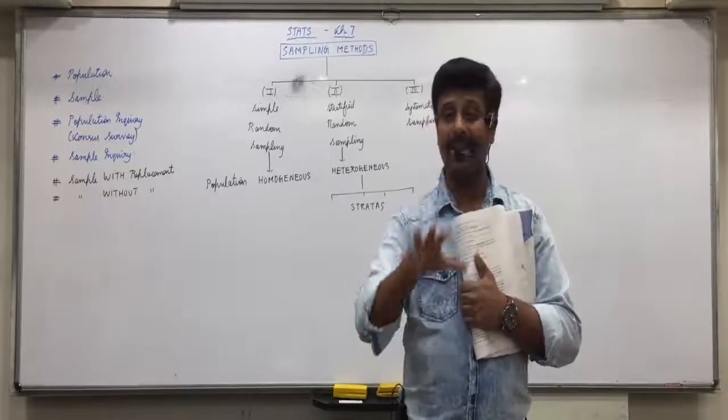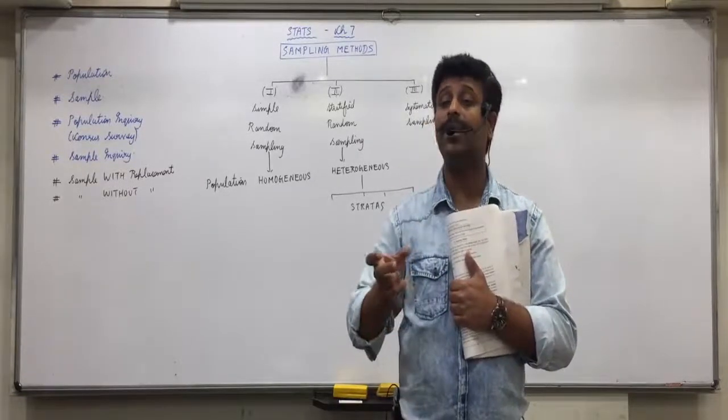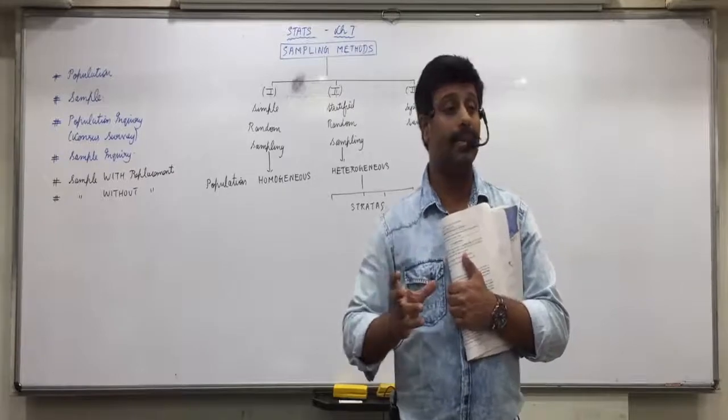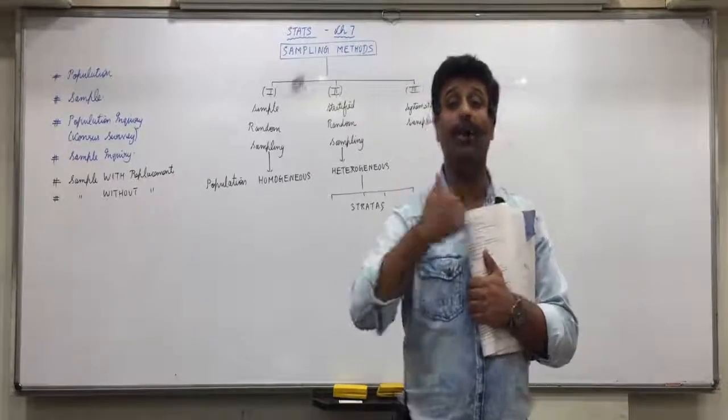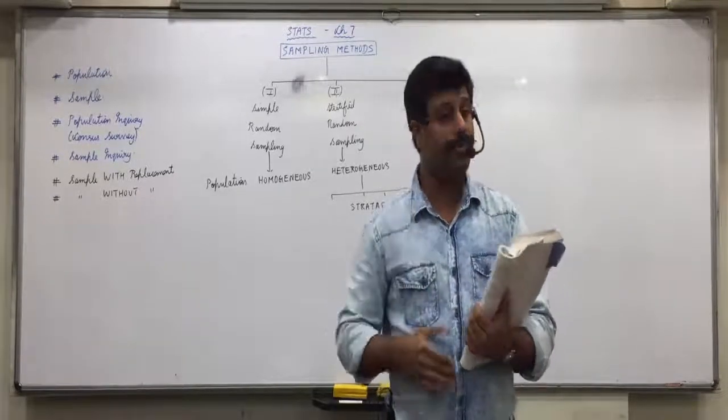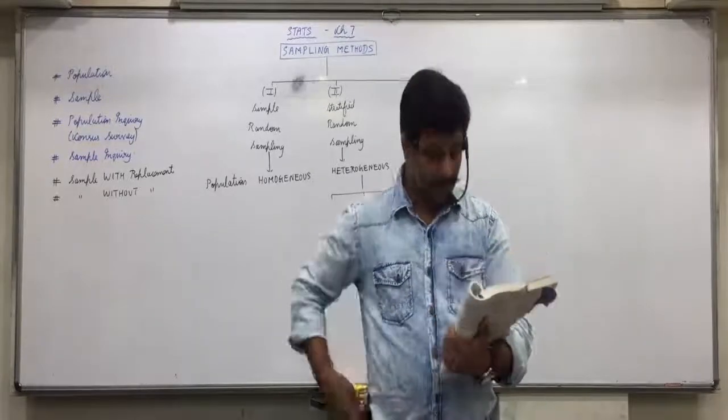So when you obtain the measures from sample, it is called statistic. And when you obtain the measures from whole population, it is called parameter. Did everyone understand this?